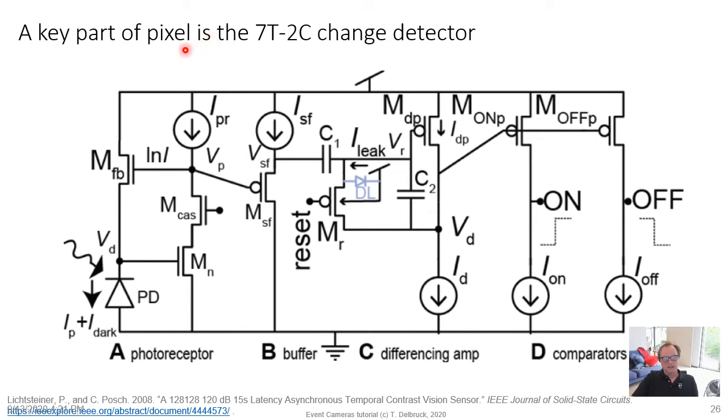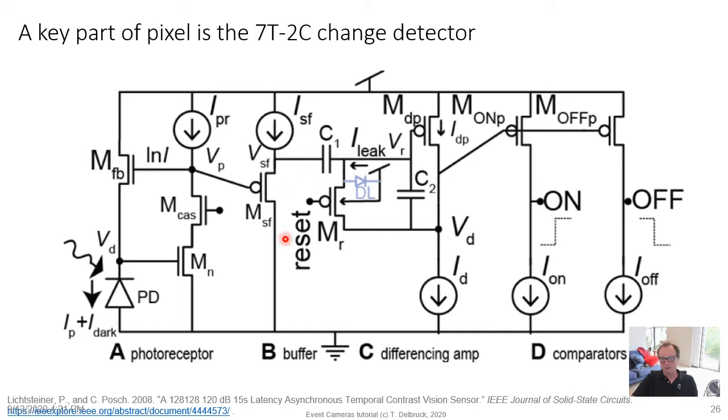A key part of this DVS pixel is a 7-transistor 2-capacitor change detector, which consists of these 2 transistors here, P-FET and N-FET. These 2 here are the on comparator, these 2 here the off comparator, and this feedback capacitor, this input capacitor, and this reset switch. So this circuit amplifies the change in the log intensity from the log photoreceptor.